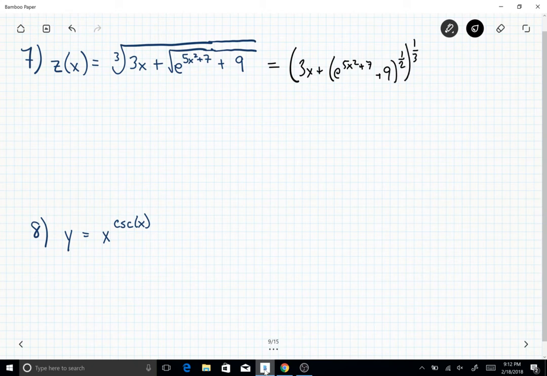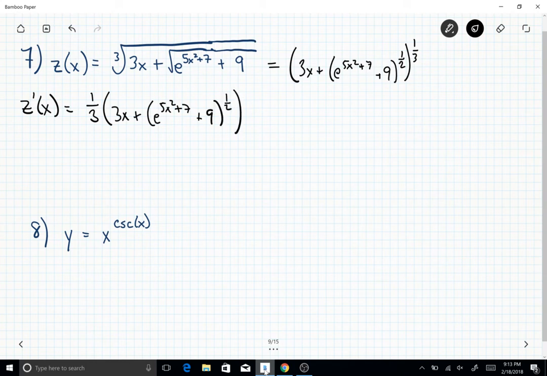So that means when we take the derivative of this thing, we can just use the power rule to start, but we will need to use the chain rule. So you get 1/3, and then it goes 3x plus e to the 5x squared plus 7 plus 9 raised to the 1/2, but then this is to the 1/3 minus 1, which is negative 2/3, by the way, and then times the derivative of the inside. So it's going to be 3x plus e to the 5x squared plus 7 plus 9 raised to the 1/2.